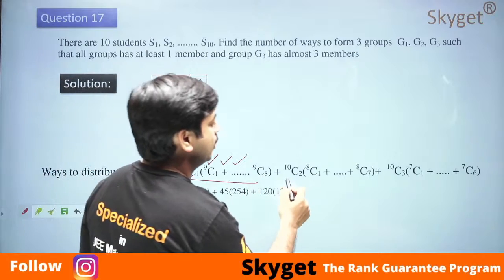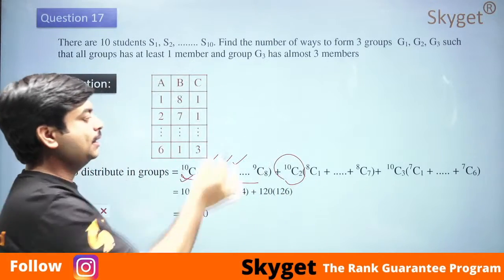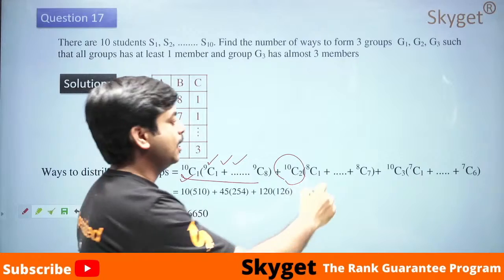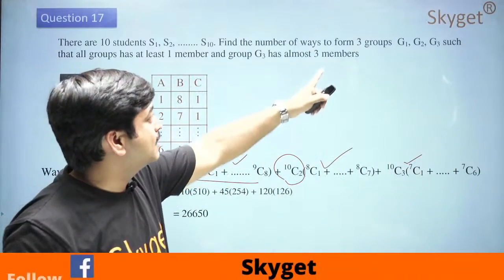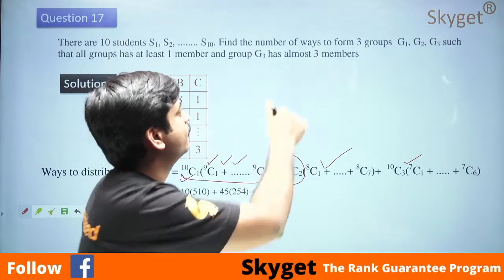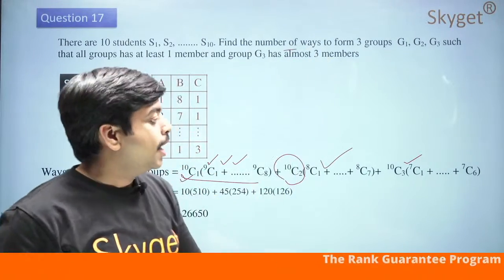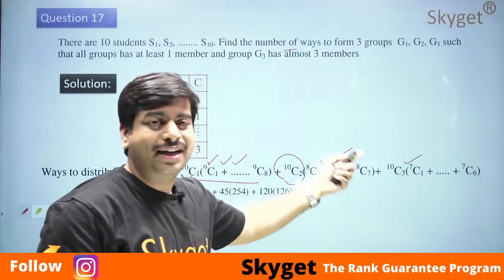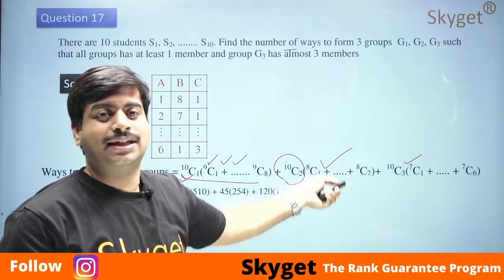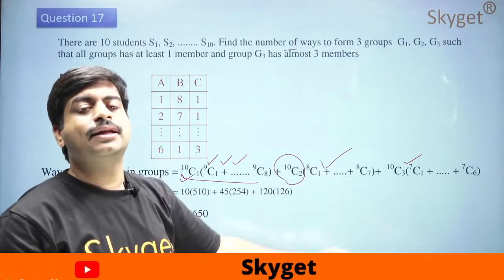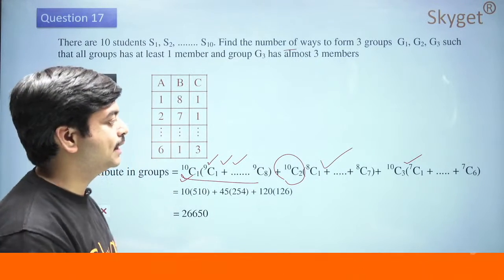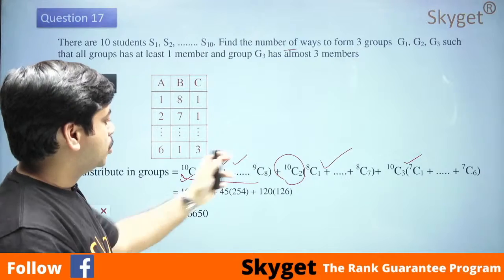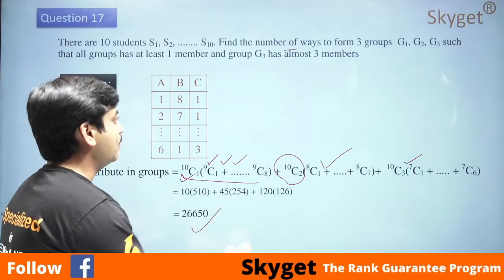Okay, in the same way, when you select 2 members for G3, the remaining go to G1 and G2. The same thing for 10C3. But if the question had not asked for at most 3 members, you would need to go for 10C4, 10C5, 10C6, 10C7, 10C8. Till 10C8 you need to go, because you need to distribute the other 1 and 1 to G1 and G2. Okay, so once you calculate that, you will get the answer 26650.